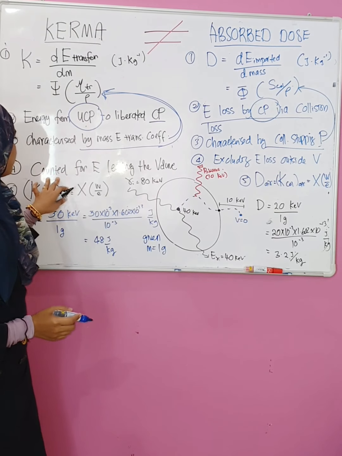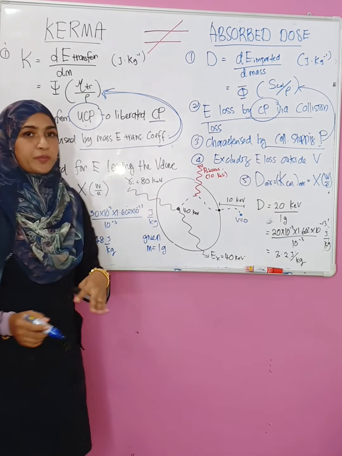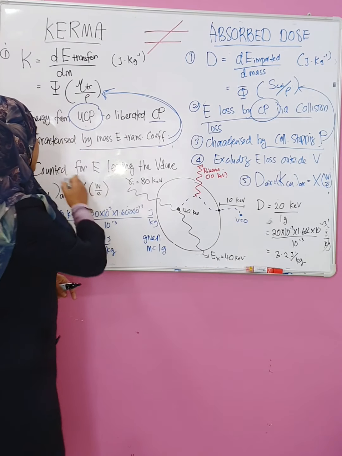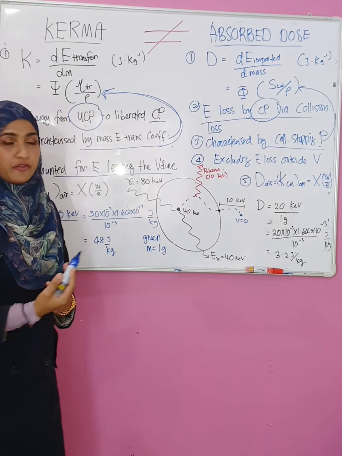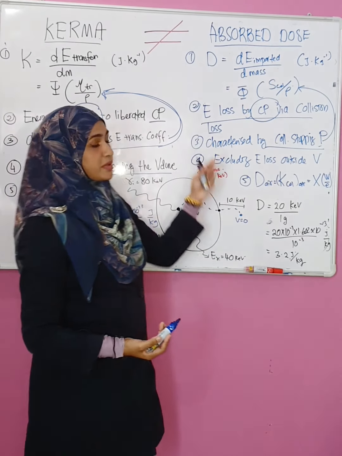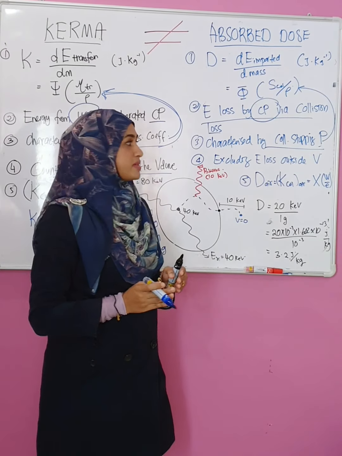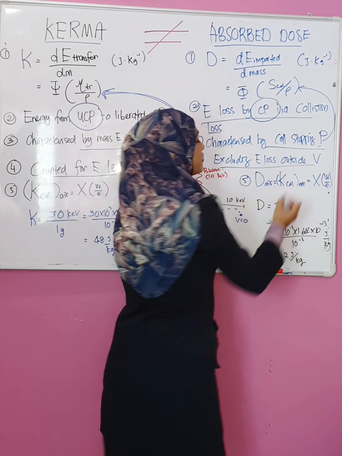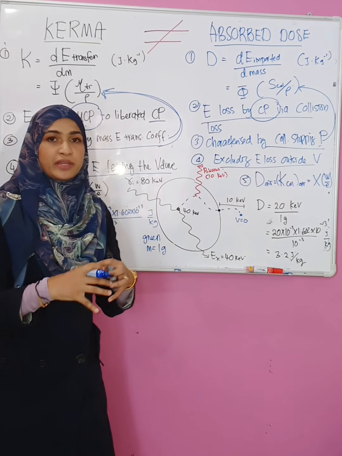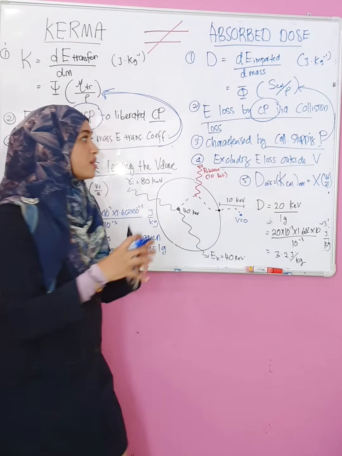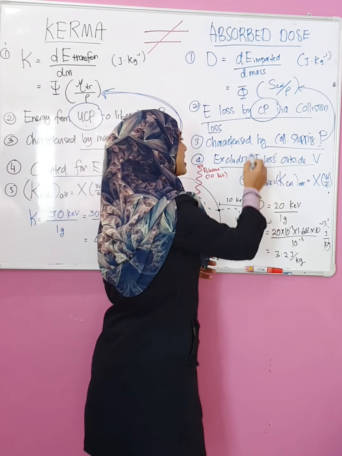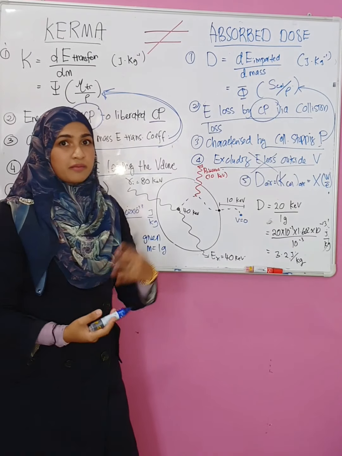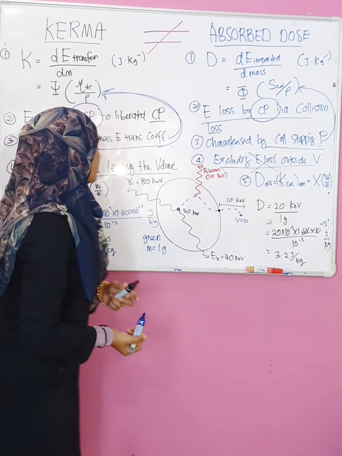And then for KERMA, how we measure it, it counts all energy, including the energy that is leaving the volume, whereby for absorbed dose, we only count the measurement for energy that has been deposited within the volume. So energy that has been deposited outside the volume must be excluded from the measurement or calculations.